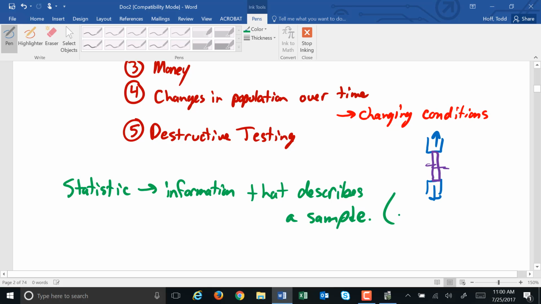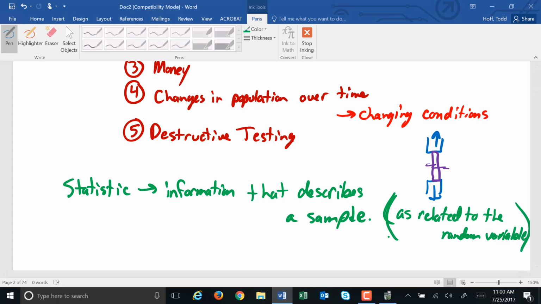Now, the biggest thing is, as related to the random variable, there's a difference between describing the sample and defining the sample. Defining the sample would be saying, okay, we surveyed 200 people. They all lived in this region. They were between these ages. That has nothing to do with the random variable, who they're going to vote for. The statistic has to describe the result of that random variable, in this case, who they're going to vote for.